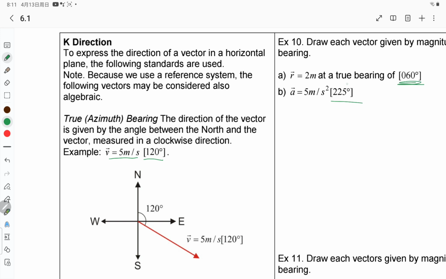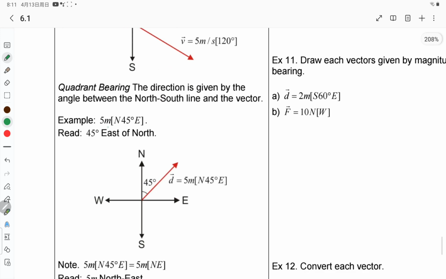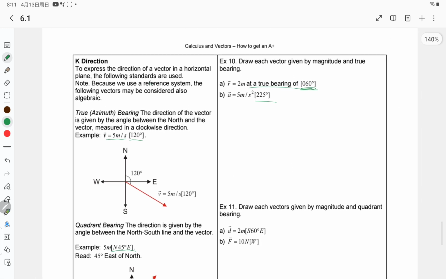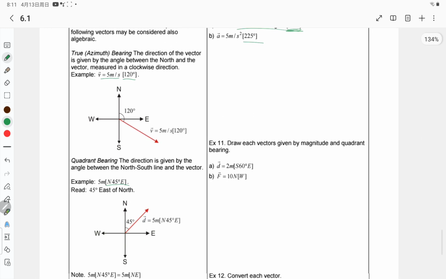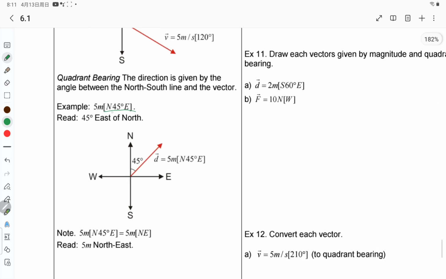You see the symbol? It looks a bit strange, isn't it? So let's first see this example. What is this example? The second one, the K section, the second example here. Let's just get familiar and comfortable with this.